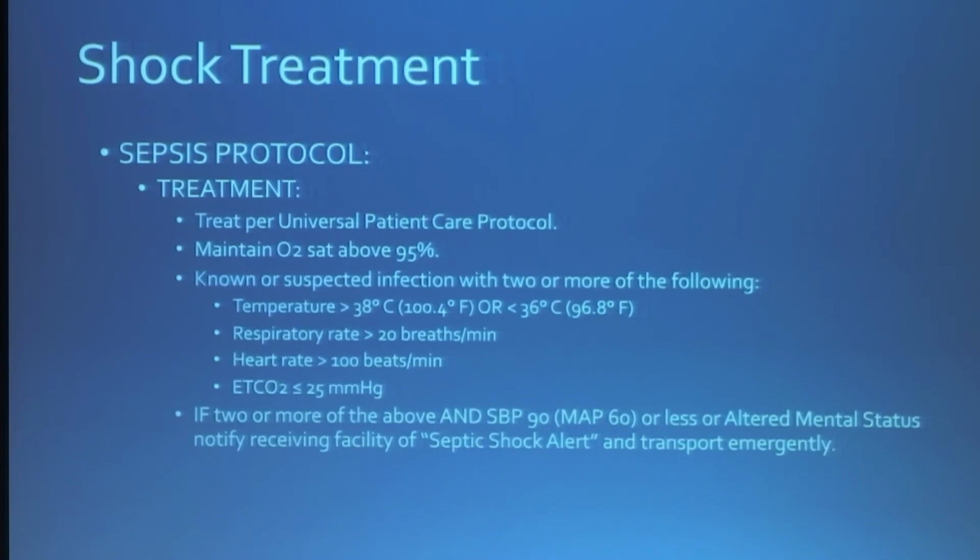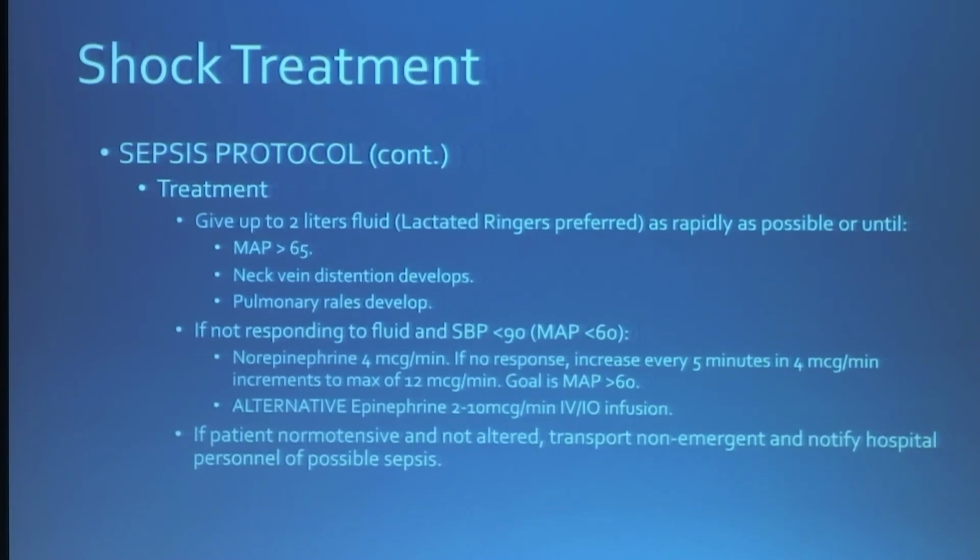If 2 or more of the following and a blood pressure less than 90, that's septic shock. Call that in as a septic shock alert. I guess we don't call it in as a sepsis alert, we tell them as you come in. So don't just call septic shock alert unless their blood pressure is low along with the other 2 and you think it's infection. So up to 2 liters of fluid, this is distributive shock again, until they get a MAP of greater than 65 or neck vein distension or pulmonary rales. And you can do norepinephrine at that dosing rate or epinephrine. If the patient is normotensive and not altered, transport is not emergent. And just tell the hospital personnel that they're possible sepsis.